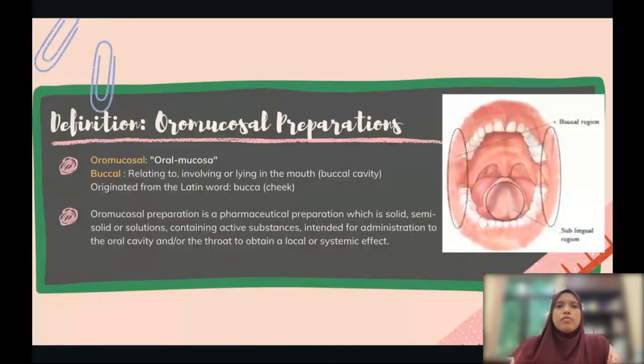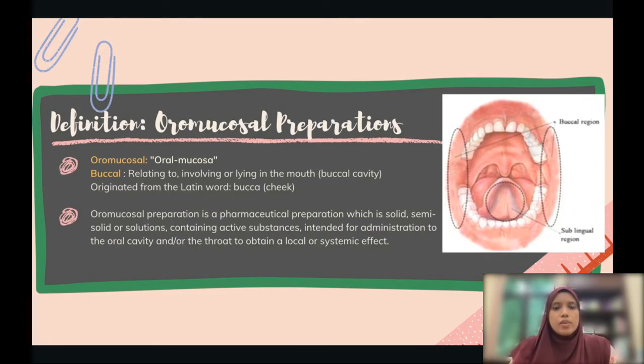For today, first of all, we will try to define what oromucosal preparations are. Oromucosal comes from the word oral mucosa, and buccal means relating to or lying in the mouth. Mouth is also referred to as the buccal cavity. This originated from the Latin word meaning cheek. So the buccal region is actually in this area, and under the tongue is the area we call the sublingual region.